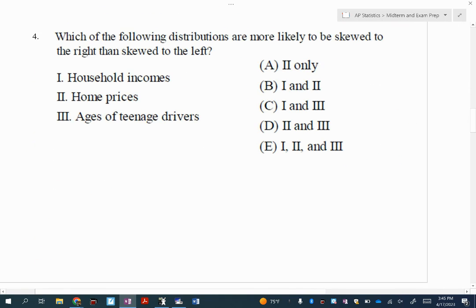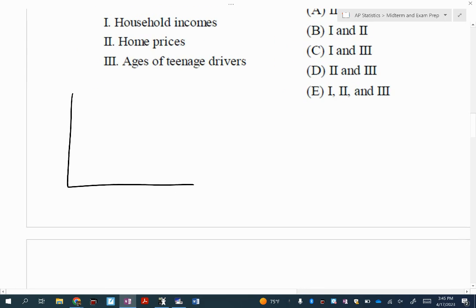Which of the following are most likely to be skewed to the right than skewed to the left? So can I draw one that's skewed to the right? All right, thank you.